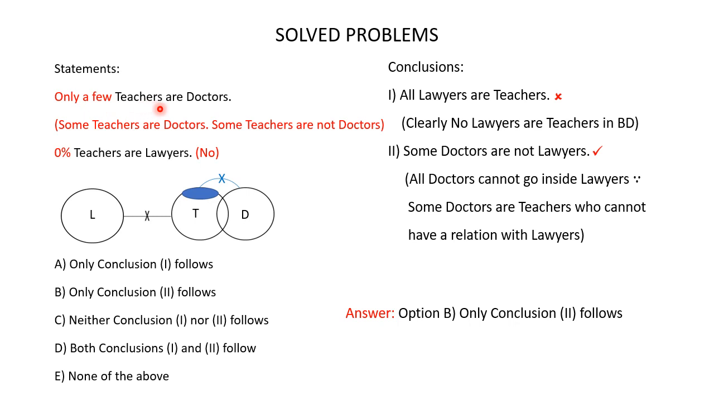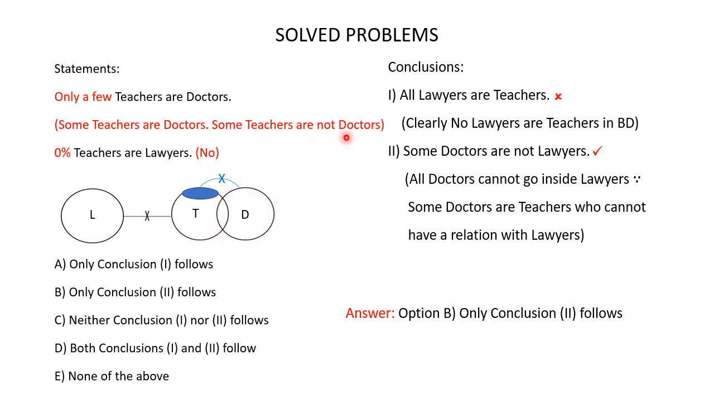Only a few teachers are doctors. Now this statement means that some teachers are doctors and some teachers are not doctors. So while drawing Venn diagram, you have to consider these two statements. So some teachers are doctors. So in the Venn diagram, there has to be a partial overlap between teachers and doctors.